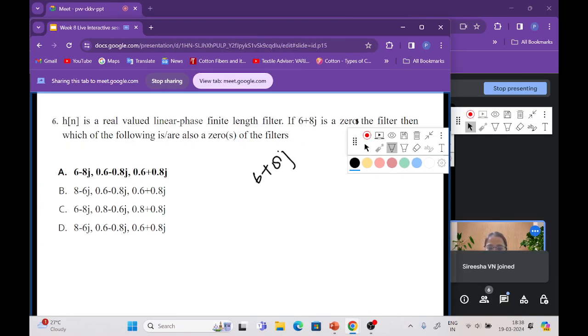So 6 plus 8j is a complex number. The conjugate of 6 plus 8j is 6 minus 8j, so there must be a 6 minus 8j also. So what are the other parameters that we can take? Here we need to take the assumptions: if any question is given like this, where one zero of a filter is given, then what must the other coefficients be? So if it is complex, in this form 6 is real plus imaginary, the conjugate part must be there, 6 plus 8j or 6 minus 8j.